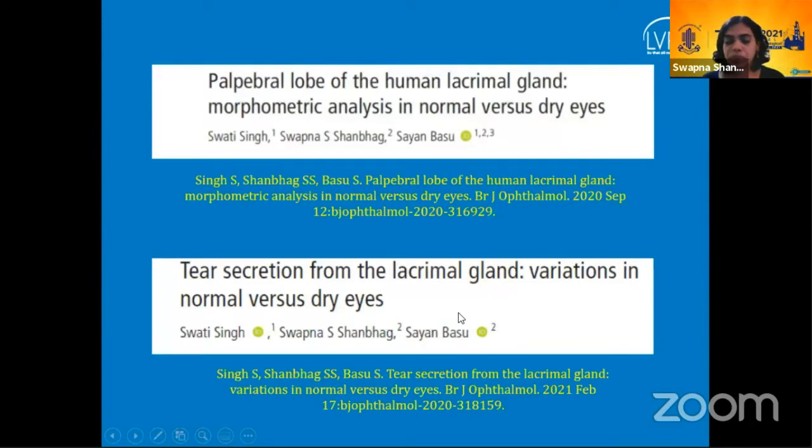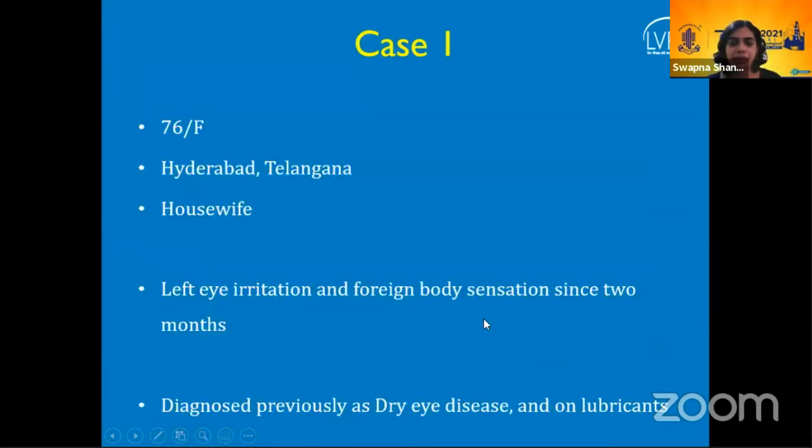So we have published this last year in 2 papers in the British Journal of Ophthalmology. In one, we have described the anatomy of the normal lacrimal gland and how to examine it in normal versus dry eyes. And in the second, we have described the tear secretion from the lacrimal gland. So I'll be discussing 2 cases, mainly to show what are the most common cases of cicatricial dry eye that we see in our clinics.